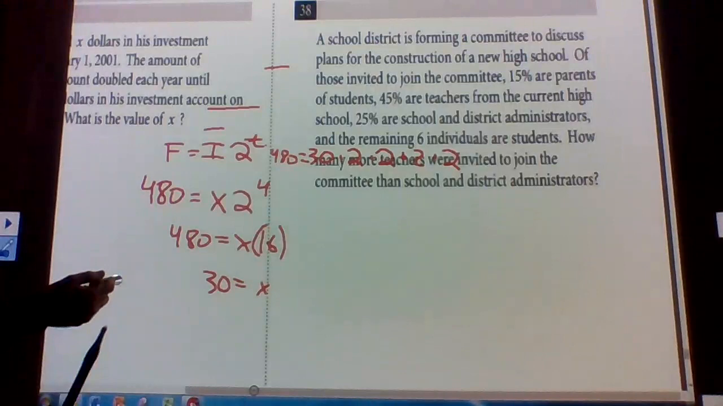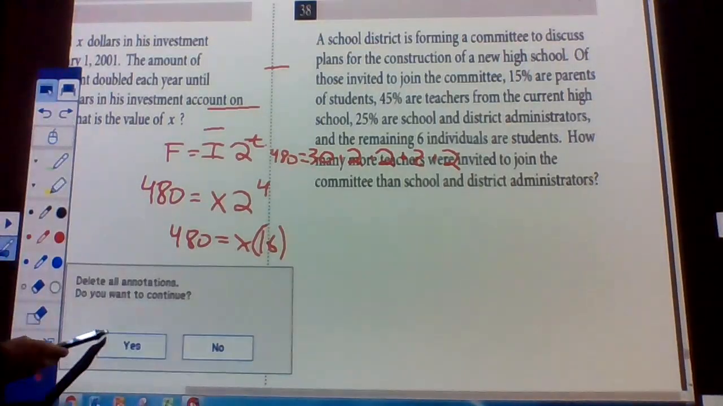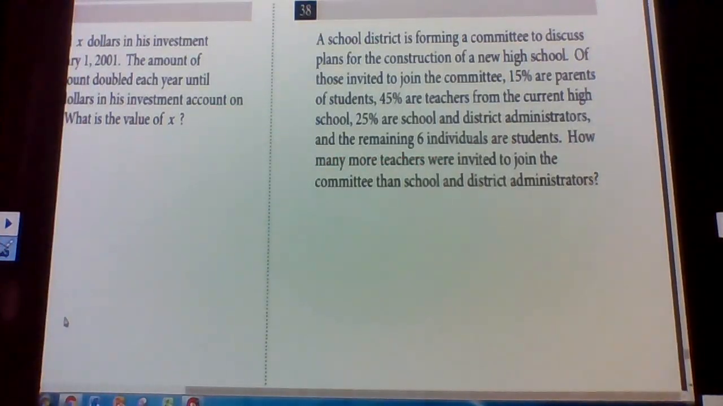Okay, a school district is forming a committee to discuss plans for the construction of a new high school. Of those invited to join the committee, 15% are parents, 45% are teachers from the current high school, 25% are school and district administrators, and the remaining 6 individuals are students. How many more teachers were invited to join the committee than school and district administrators?